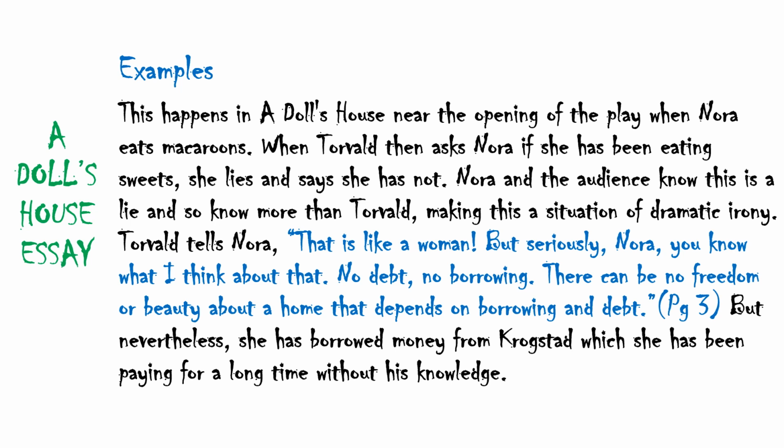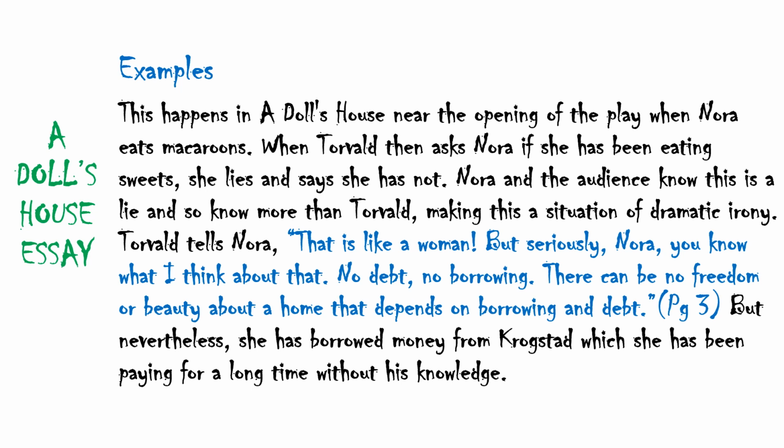Examples from the play. Example 1. This happens in A Doll's House near the opening of the play when Nora eats macaroons. When Torvald then asks Nora if she has been eating sweets, she lies and says she has not. Whereas we know, as the readers, Nora and the audience, that this is a lie, no more than Torvald, making this a situation of dramatic irony.